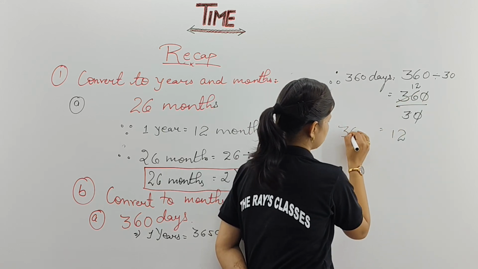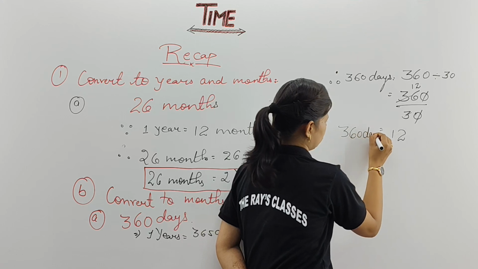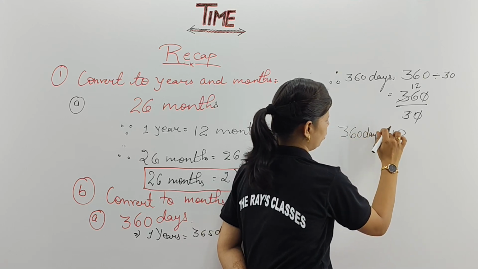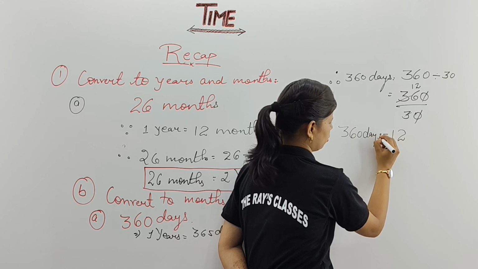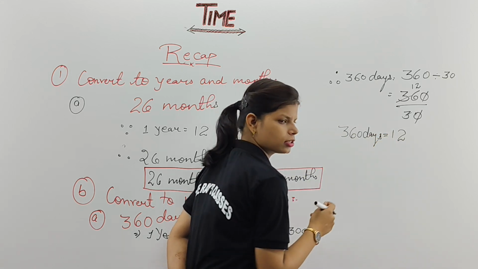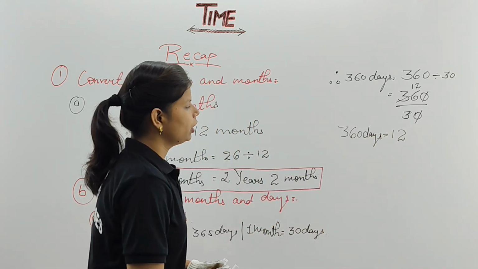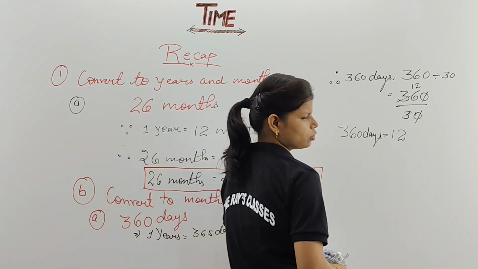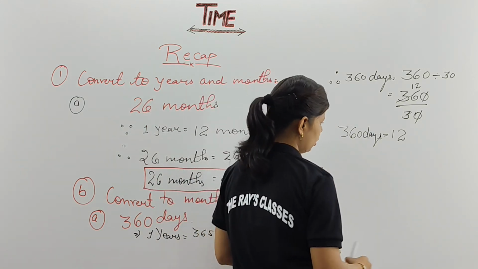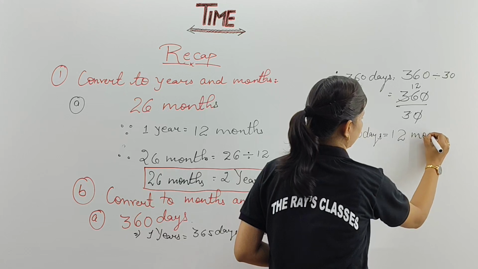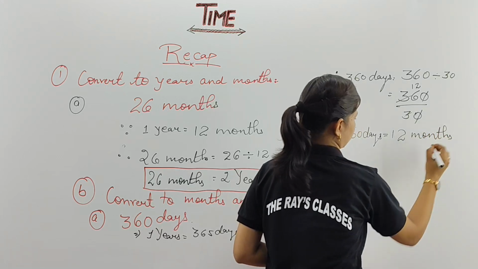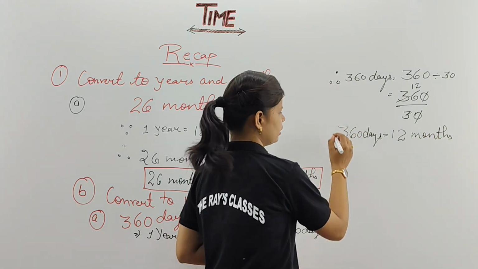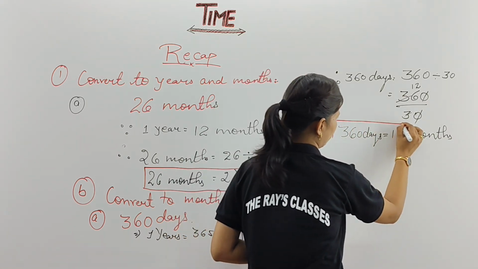That means 360 days will be equal to what? 12. Now which term are we going to write? 12 years, 12 months, 12 days? Good. So the answer will be 12 months. Clear? This is a short conversion which you are going to make.